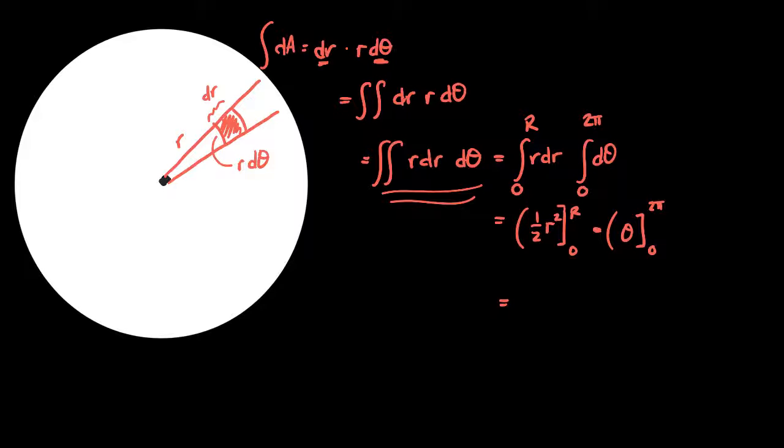I'll point out that the first one's going to be 1/2 capital R squared, and the second one's going to be 2 pi. Multiply all that together and you get pi r squared. But no, pi r round. No, pi r squared.